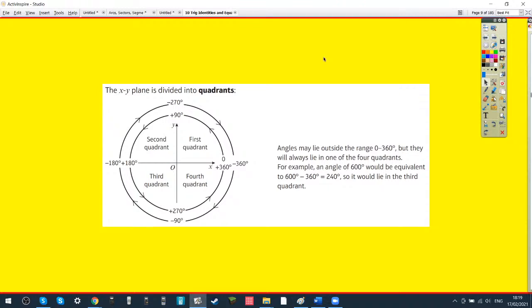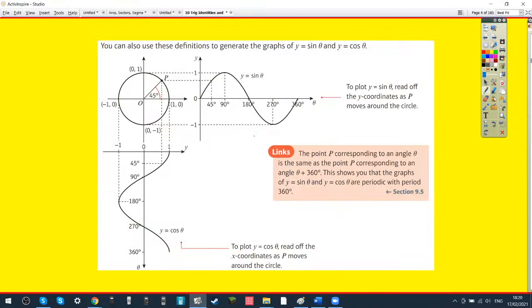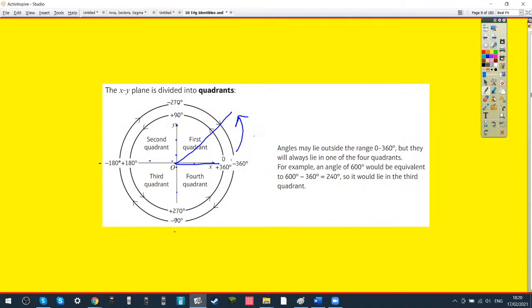You've got 4 different quadrants. So an angle, if it was starting out to the right and then opening up in this direction, then this would be like the first quadrant, the first quarter, then second quarter, third and fourth. The signs of sine, cos and tan in the second quadrant. So if we go back to our graphs, the second quadrant is between what and what? What 2 angles?